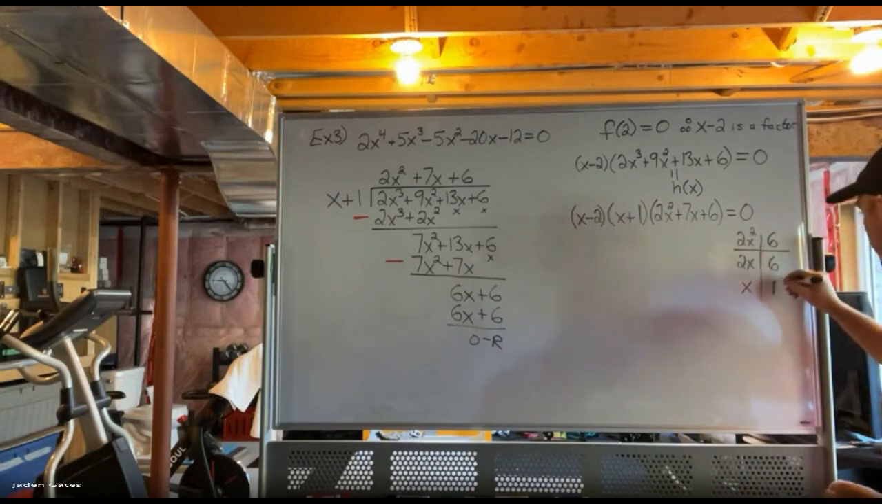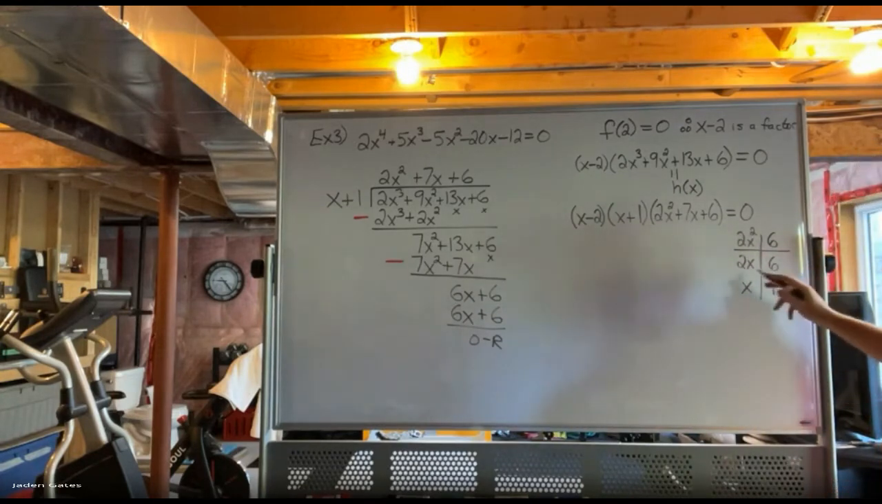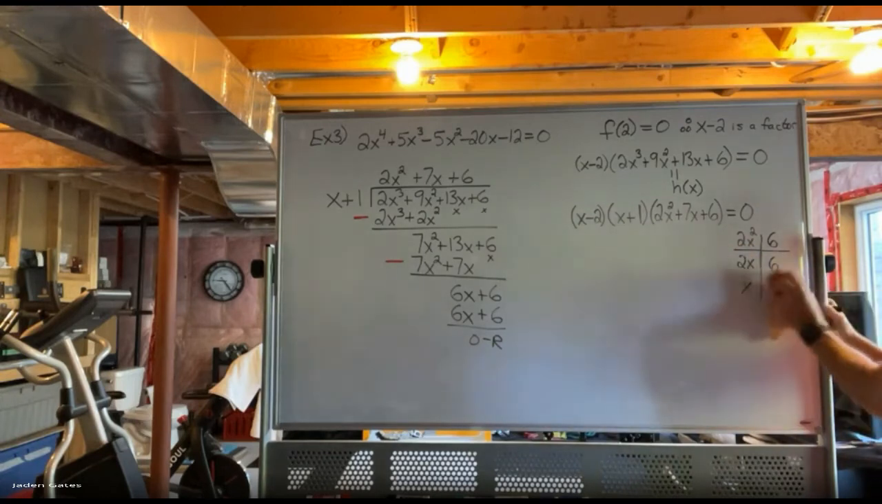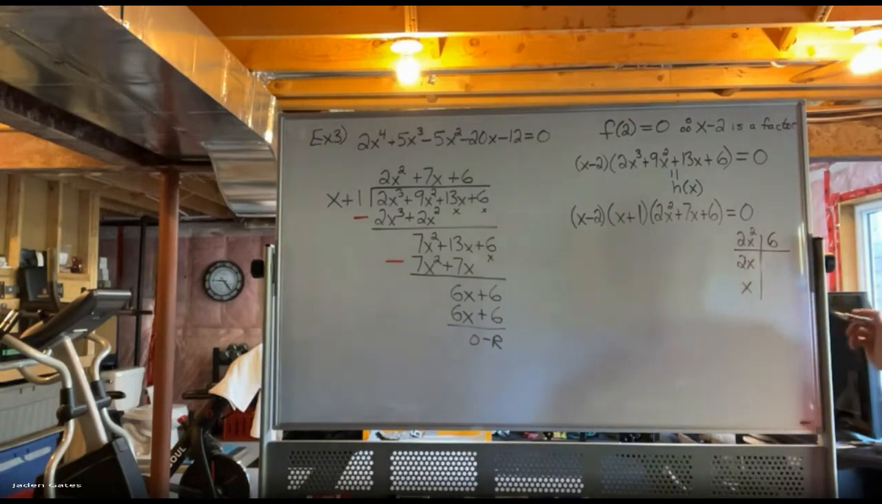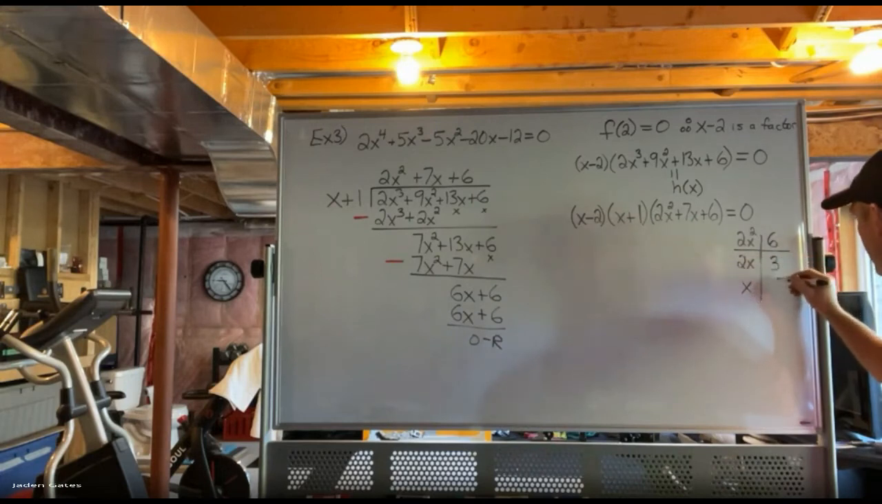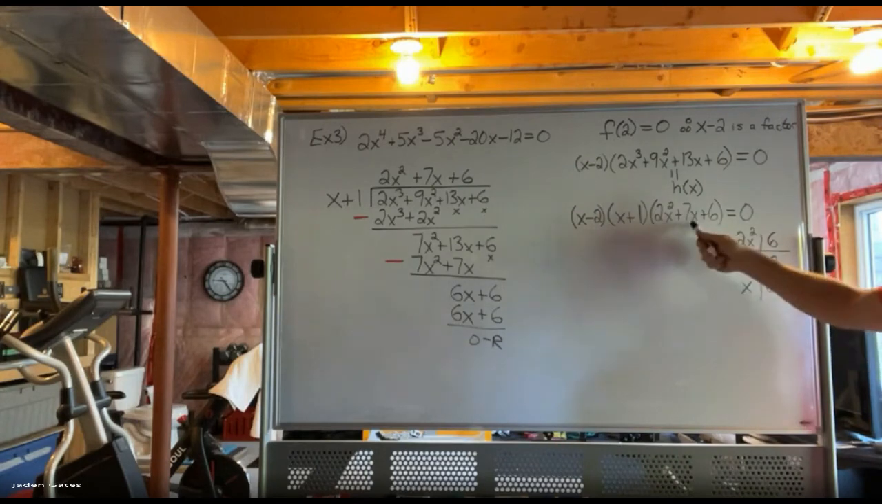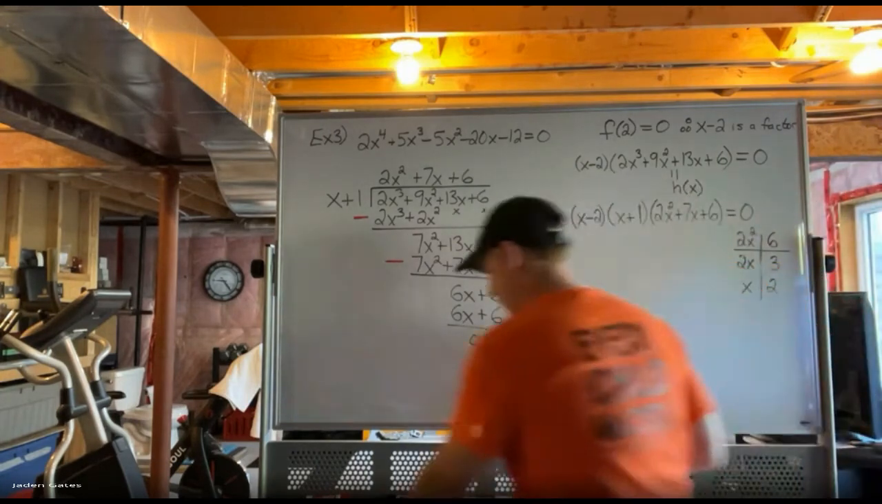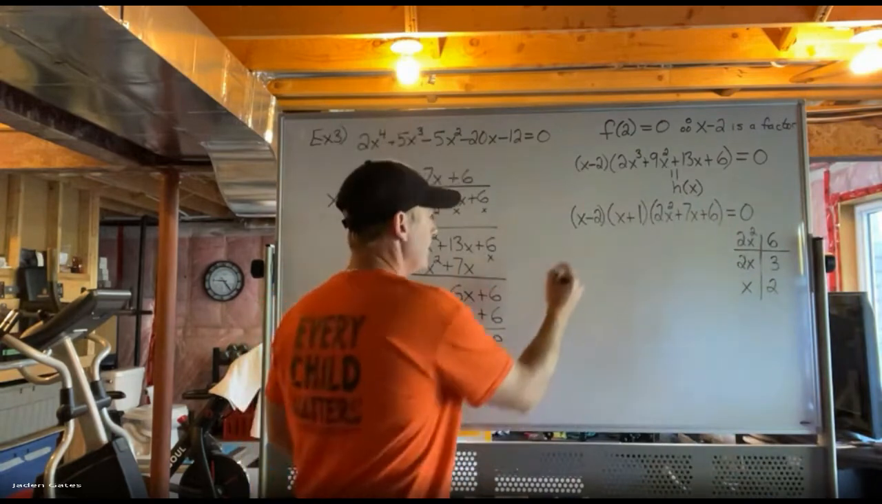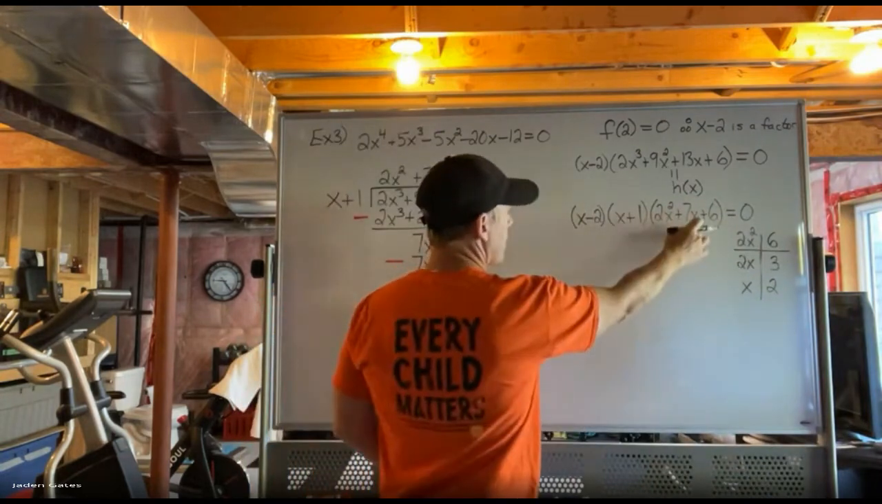6 and 1. 2x plus 6x. That's 8x. That's close, but it can't even be these numbers. So I'll get rid of 6 and 1. Let's try 3 and 2. 4x plus 3x. That's my 7x. Perfect. Took me a couple tries there. Again, that can happen. Now I factor my quadratic.